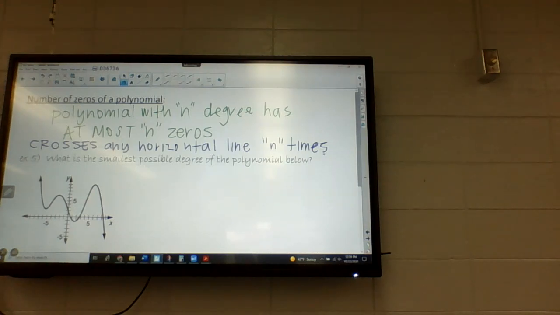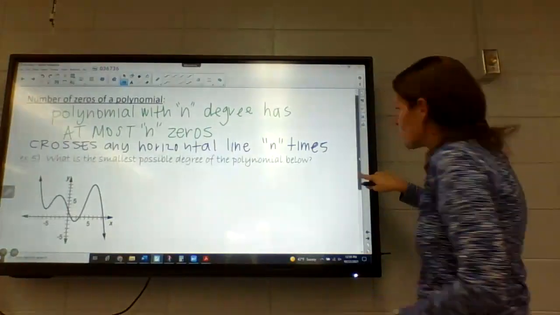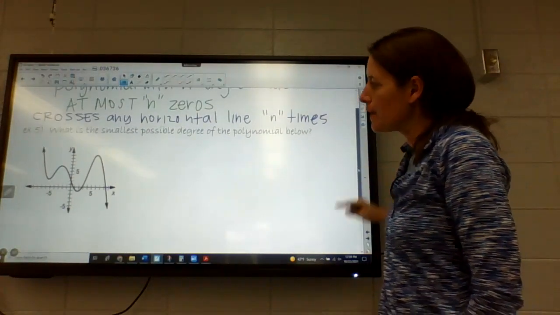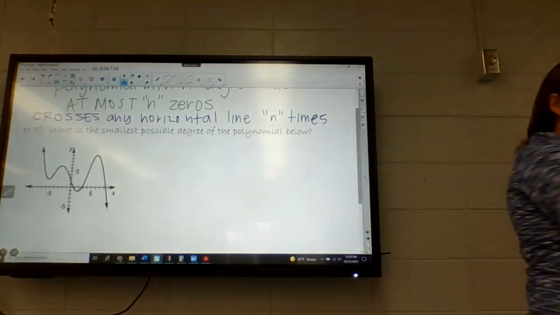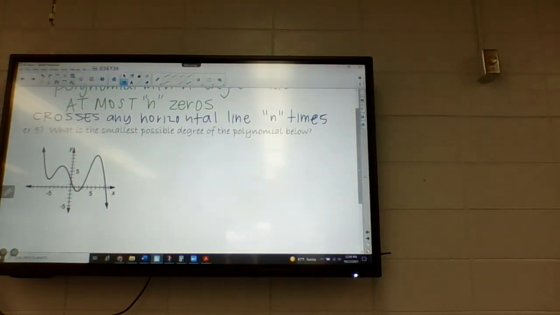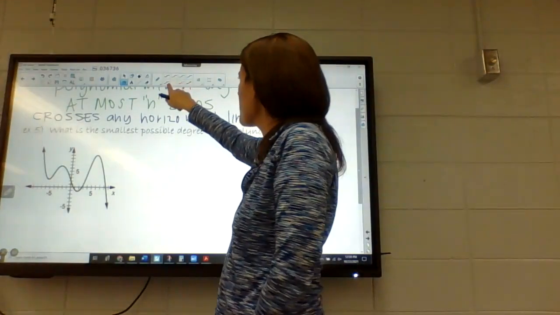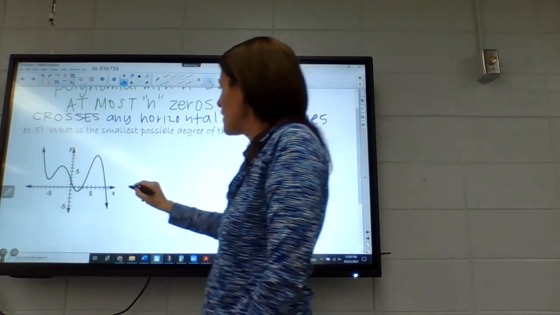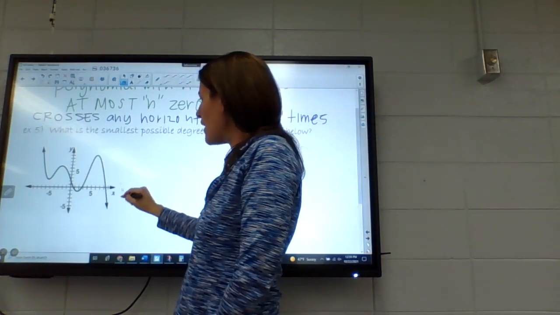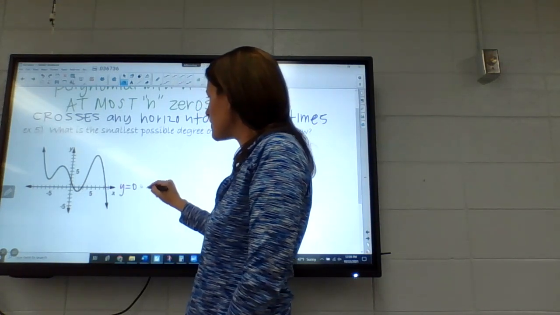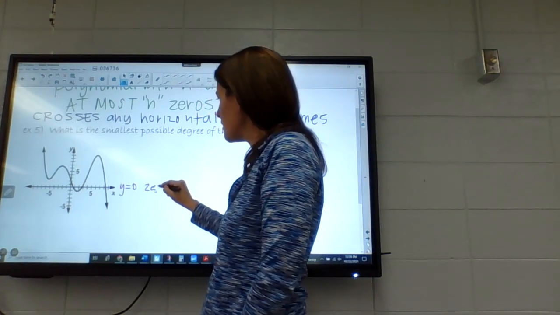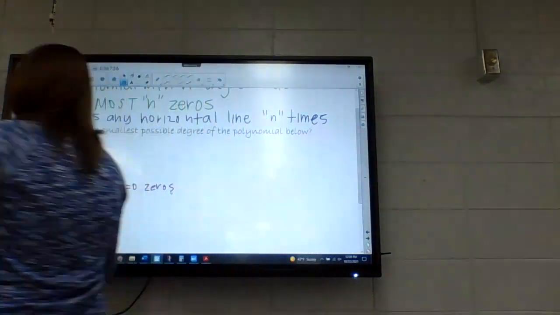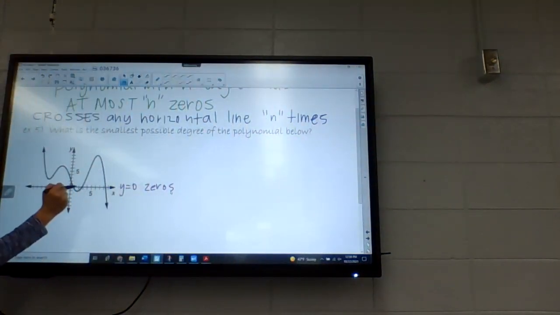Okay. So we have this polynomial graph. How many zeros does this graph have? 3. Yeah, sorry, that one in the middle you might have missed. So where this line, where y equals 0, that's going to tell me my zeros. So this one would have 1, 2, 3 zeros of this function.